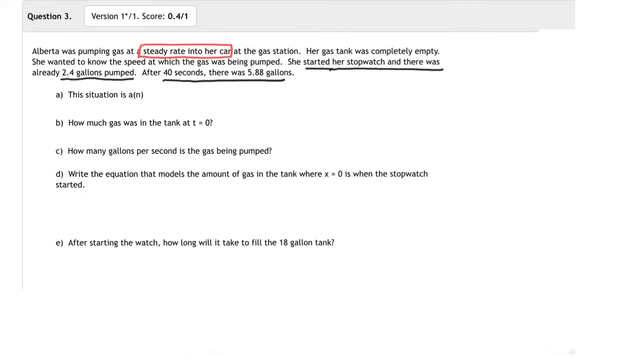Alright, this video is going to walk you through real quick how to solve a linear word problem. In this word problem you read that Alberta was pumping gas at a steady rate into her car at the gas station. Her gas tank was completely empty. She wanted to know the speed at which the gas was being pumped.